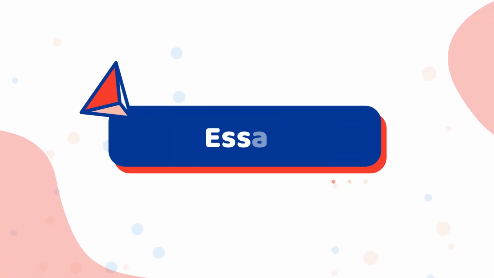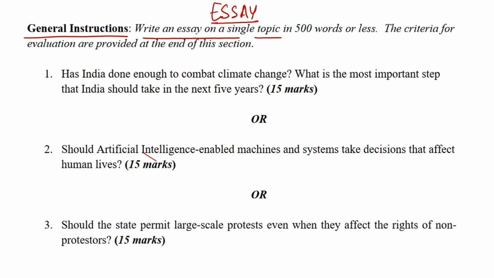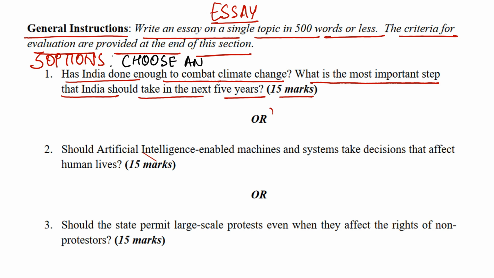Now coming to the essay part. Write an essay on a single topic in 500 words or less. The criteria for evaluation are provided at the end of this section. Okay, fine. So what were the topics that they have given? Has India done enough to combat climate change? What is the most important step that India should take in the next 5 years? 15 marks. They told us that 3 options are going to be there. Out of that, we have to choose any one, right?